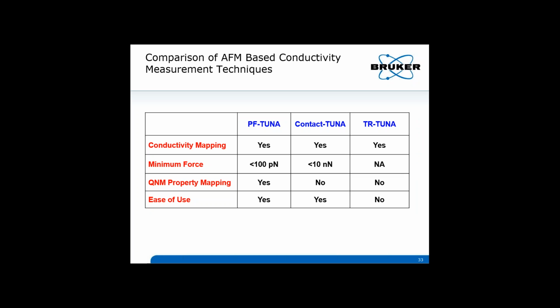Next, let's make a comparison of the AFM-based conductivity measurement techniques in terms of the features. For PF tuner, contact tuner, TR tuner, they are all able to do the conductivity mapping. In terms of the force, PF tuner gives you the best result. The tip sample force can reach a minimum of less than 100 piconewton. While among the 3 modes, only the PF tuner is able to do the quantitative nanomechanical property mapping. Among the 3, TR tuner gives you the most difficulty in ease of use.